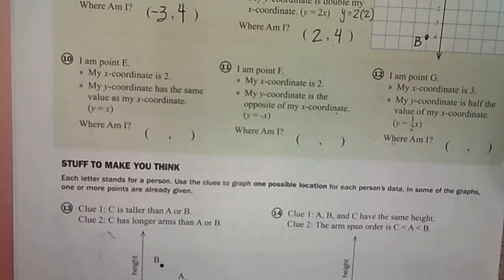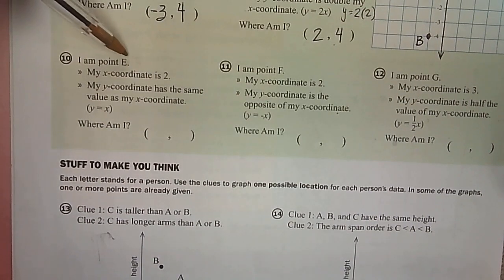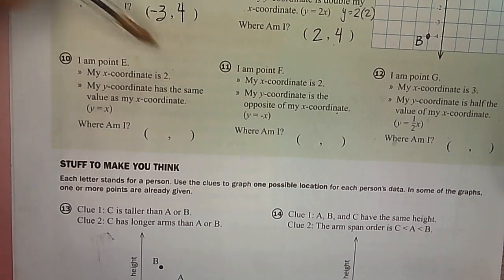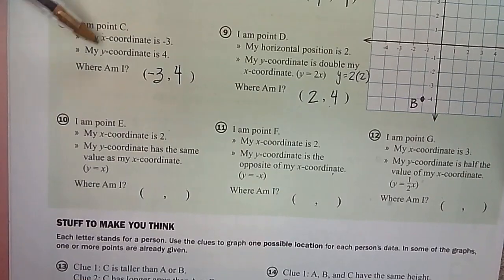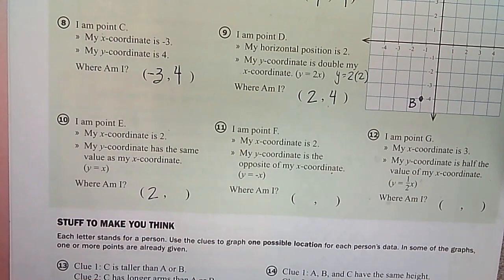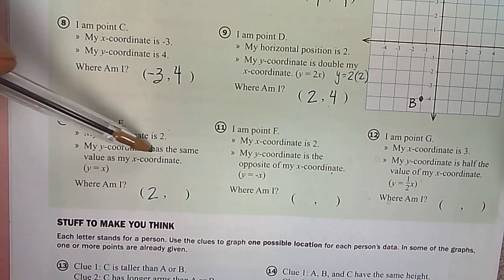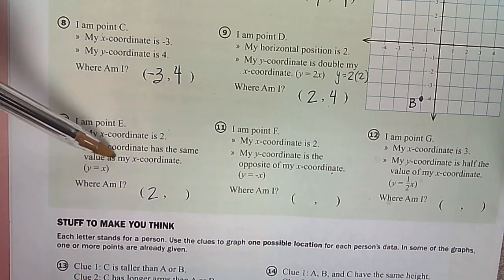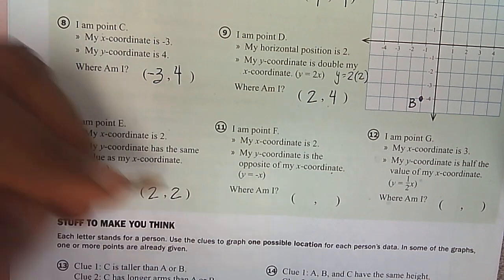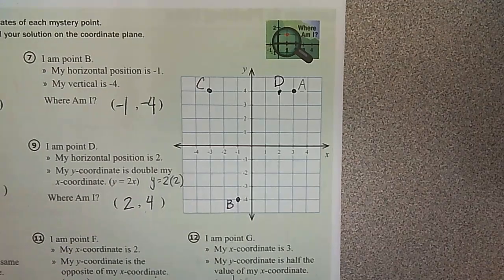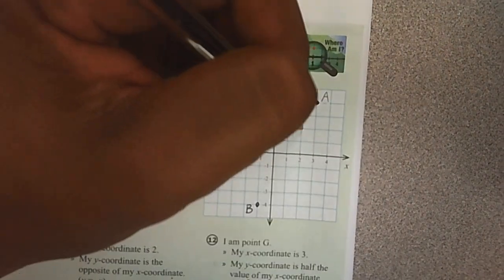All right, we're getting this. I am point E. My x coordinate is 2. Back up here when we were talking about our x coordinate, it was -3. So x is the first number. My y coordinate has the same value as my x coordinate. So my y equals my x. That means they're the same. So over here, go over 2 and up 2, and that is E.